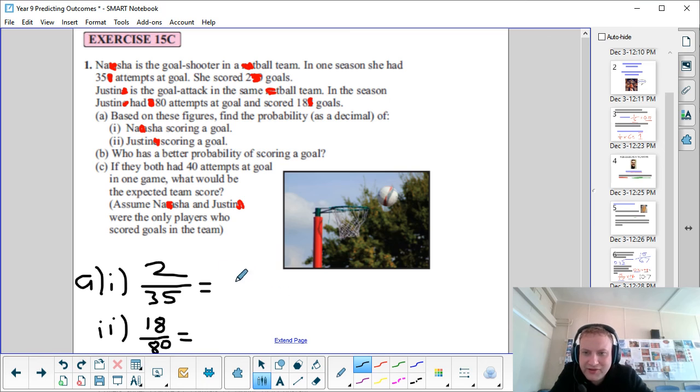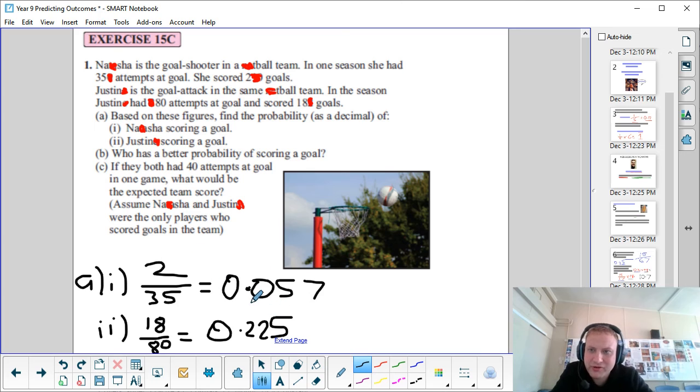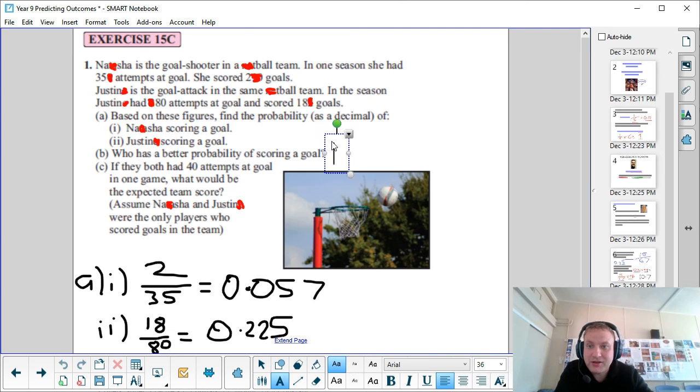If we're doing it right, the first decimal answer would be 0.057. So it's only a 5 or 6% chance that our Nasha actually scores a goal. 18 out of 80 is slightly better, 0.225. That's a 22.5% chance. You probably don't want either of these people playing goal shooter and goal attack. Who has a better probability of scoring a goal? Well, we just choose the bigger number. All right, so in this case, it's Justin.